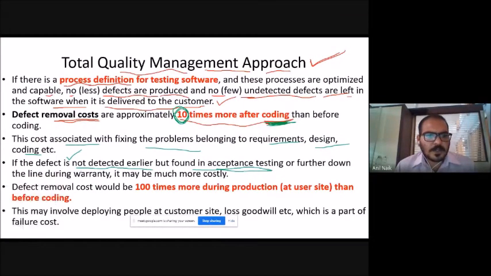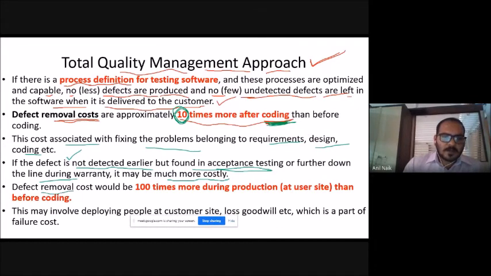So what happens if the defect is not detected earlier but found in the acceptance testing, or further down the line during the warranty? It may be much more costly, because the project is already ready, the product is ready, and if you get an error, it takes more time to go back to the coding phase, to go back to the design phase, to make changes.